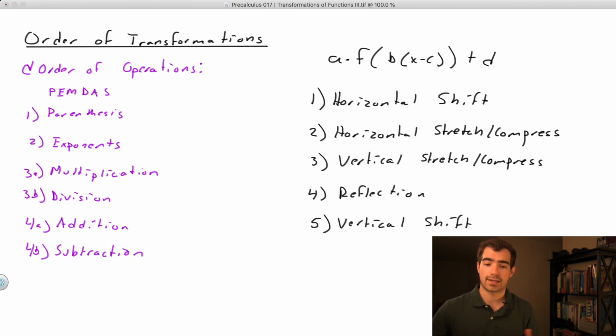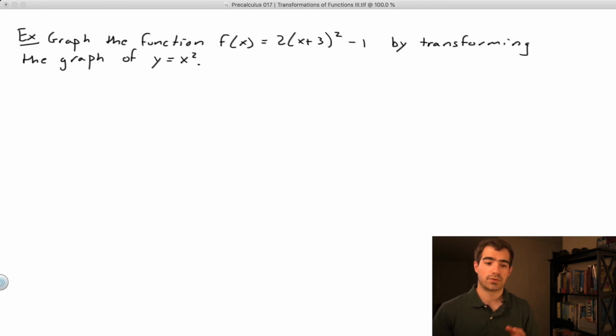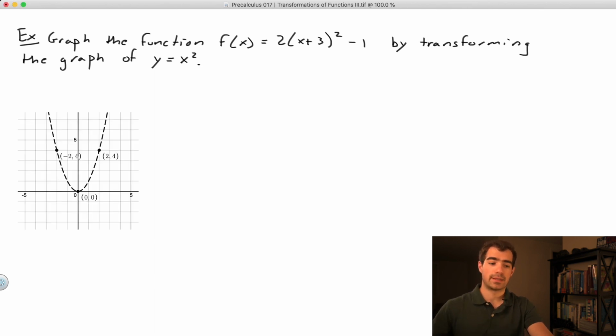And so keeping that in mind, let's see if we can put all of those together to graph the function f of x equal to 2 times the quantity x plus 3 squared minus 1. And we'll do this by starting with the parent function, x squared, and transforming it one step at a time from there. So if we begin first with x squared, this would be our parent function here in the black dashed line.